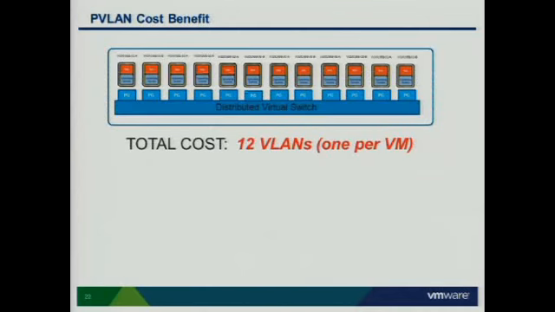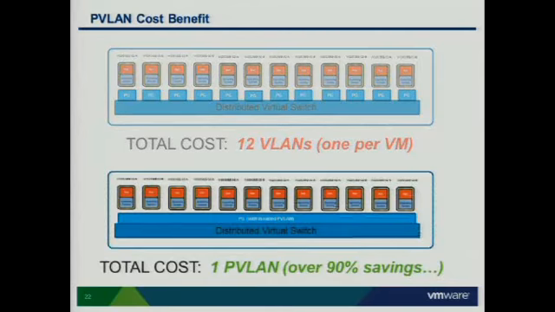And we can also see a cost benefit from this. Let's say, for instance, on our normal requirements here for isolation, we have 12 VMs, and they have to be on different network segments. So we're going to need 1 VLAN for each of those. We'll end up with 12 VLANs across our distributed virtual switch here. Or what we could do is set up 1 private VLAN and realize 90% savings by doing that.